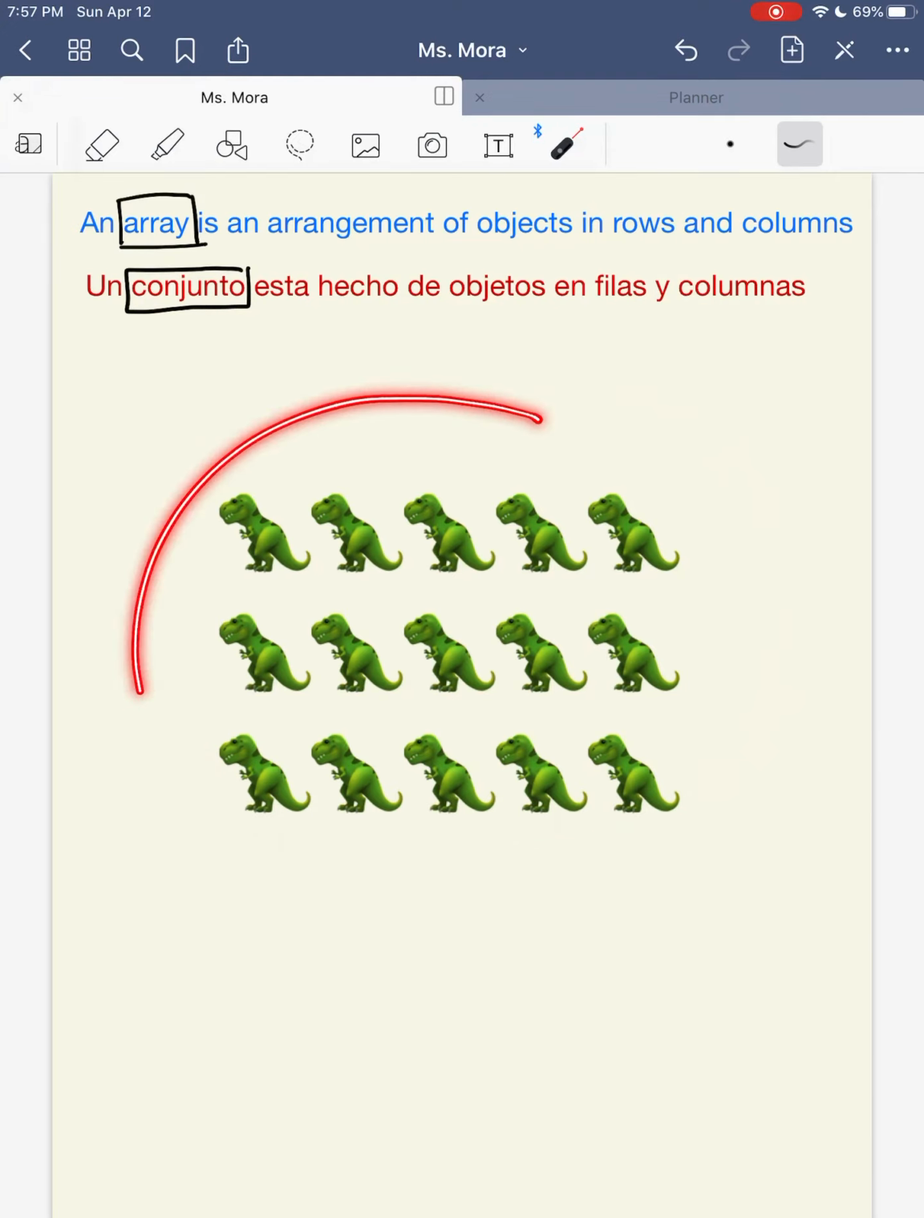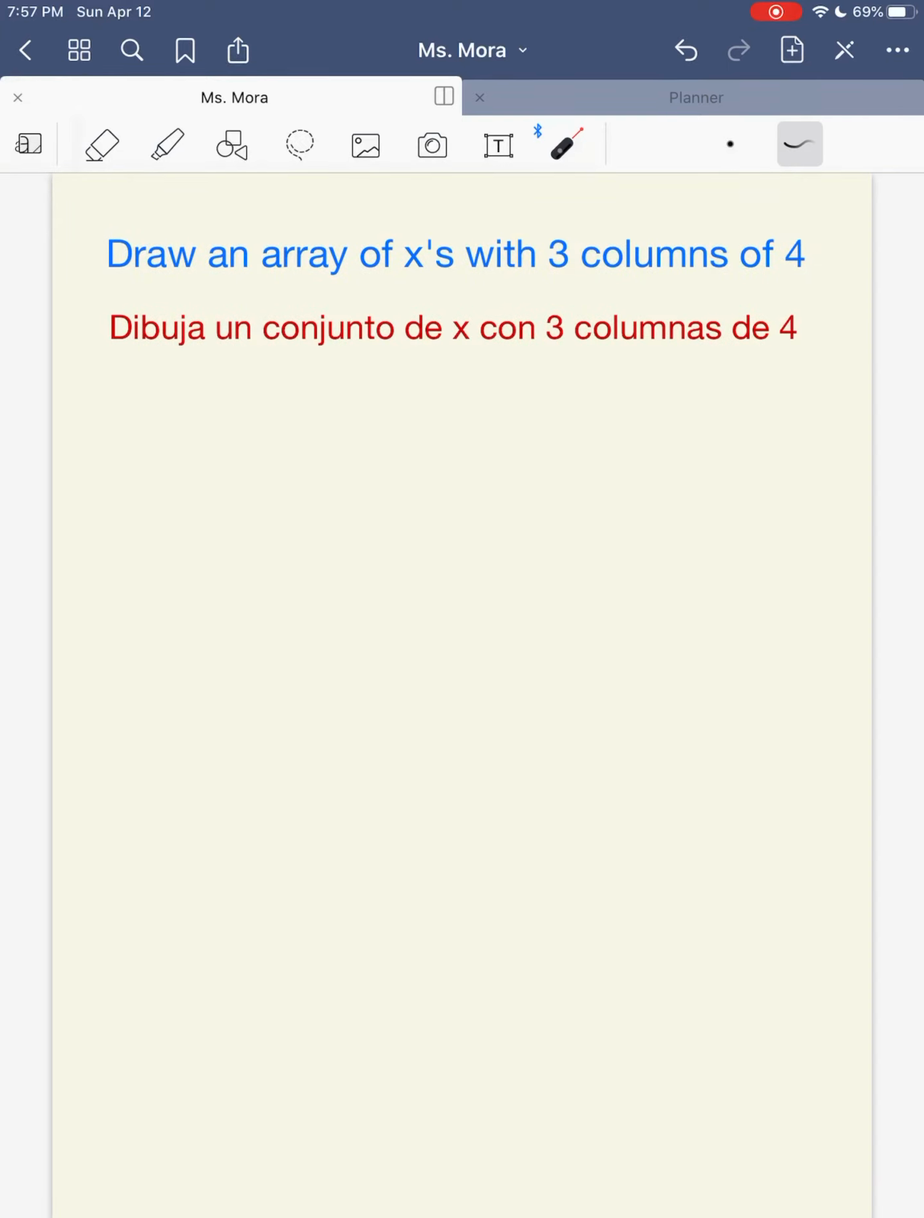Guys? So, here's the new part. So last week you just identified the arrays. This week we're going to draw the arrays. So, here it says, draw an array of x's with 3 columns of 4. So my 3 columns of 4, that sounds just like when we learned about drawing 3 groups of 4. Alrighty. So aquí dice, dibuja un conjunto de x con 3 columnas de 4. Y esto, 3 columnas de 4, suena como cuando aprendimos a dibujar 3 grupos de 4.